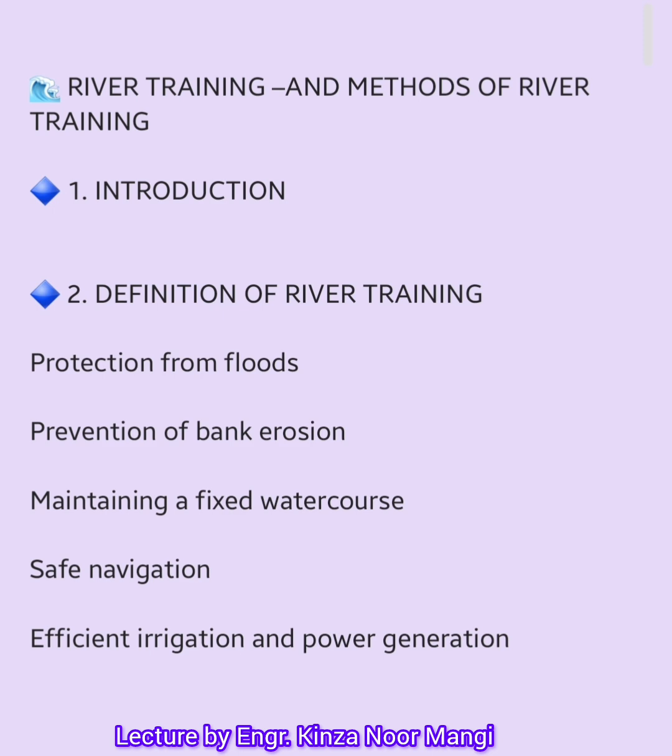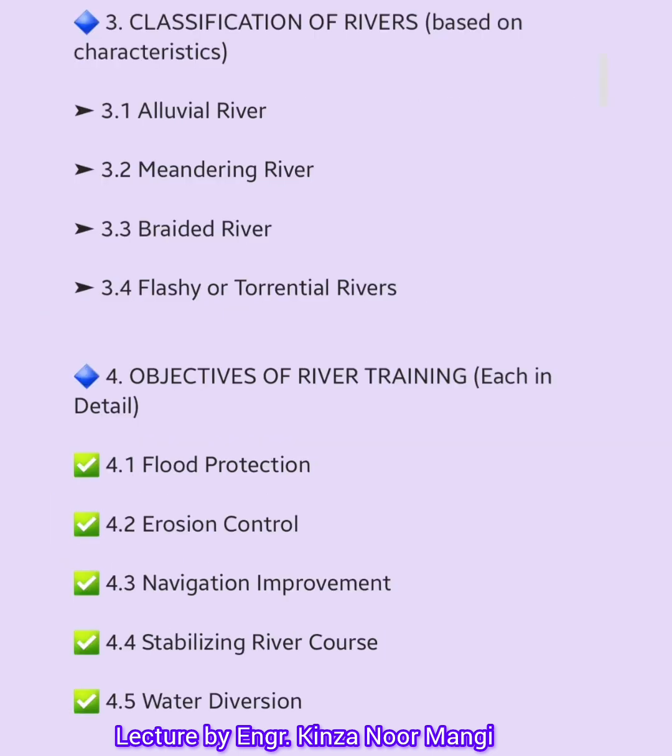In the previous lecture, we discussed the classification of rivers. Here is a slight revision of the classification of rivers based on their characteristics. The first is the alluvial river. Alluvial rivers flow through soft materials like sand, silt, and clay, common in plains like the Indus and Ganga. They constantly change course and require frequent training.